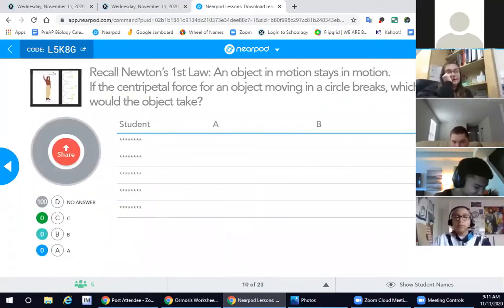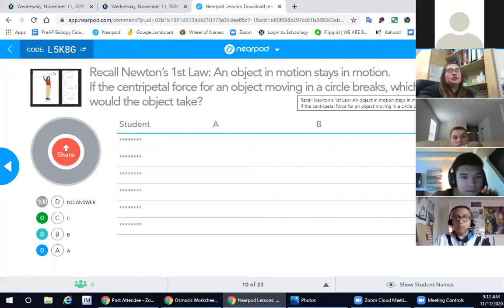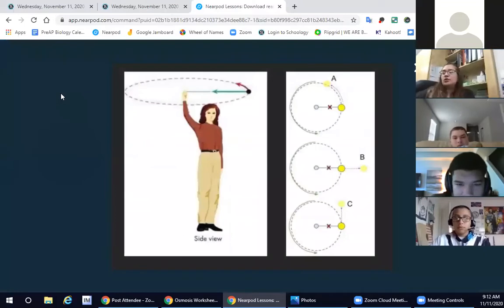All right, so let's take another quiz. Again, recall Newton's first law, an object in motion stays in motion. If the centripetal force of an object moving in a circle breaks, which path would the object take? So which way do you think the object's going to go? A, it's going to continue in a circle. B, it's going to go outward. Or C, it's going to travel horizontal.